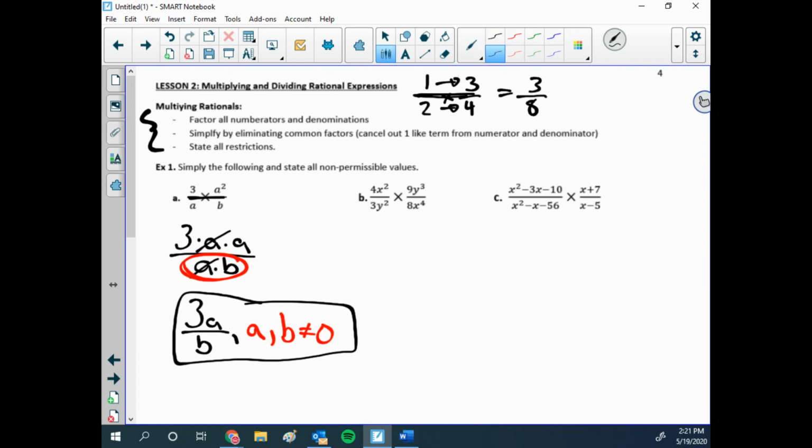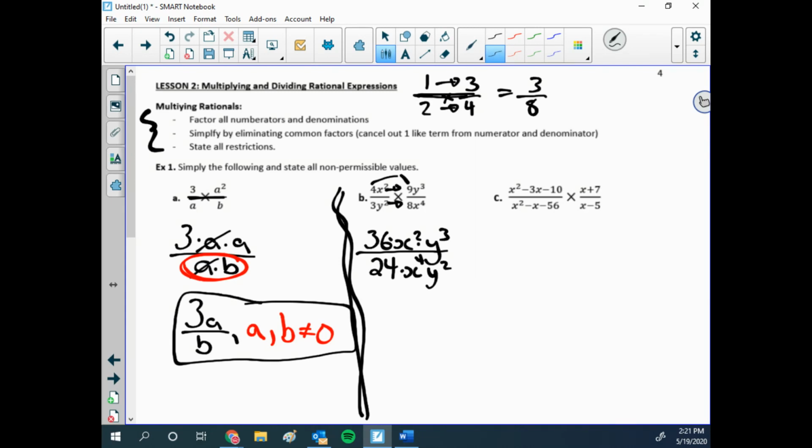Okay. Let's take a look at b here. 4x squared over 3y squared times 9y cubed over 8x to the 4. What I can do is multiply my top and my bottom together if I want. So I could multiply my coefficients. 4 times 9 is 36. And then x squared y cubed would just be written together like that, because they are all technically just being multiplied, over 3y squared times 8x to the 4, so 3 times 8 is 24, times x to the 4 y squared.